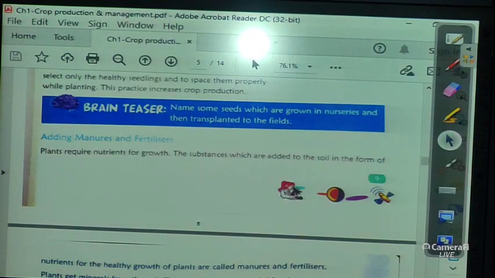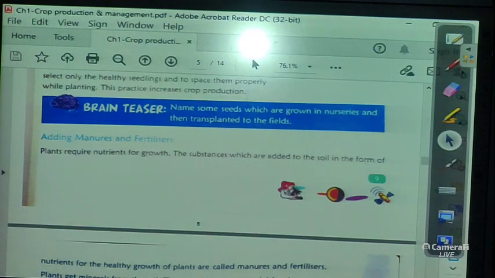Plants require nutrients for growth. As we require nutrients, what do we require? We require water, food, oxygen, proper air. These are the basic things for growth. Like that, plants also need them. All living beings need proper nutrients for their growth.